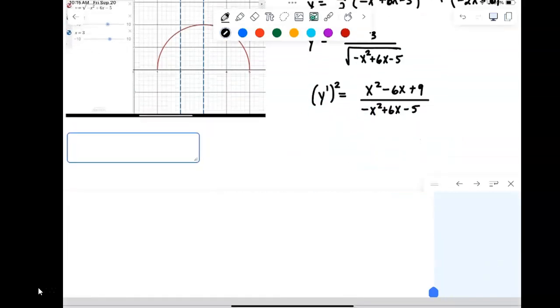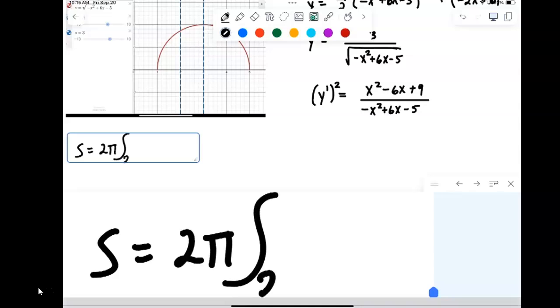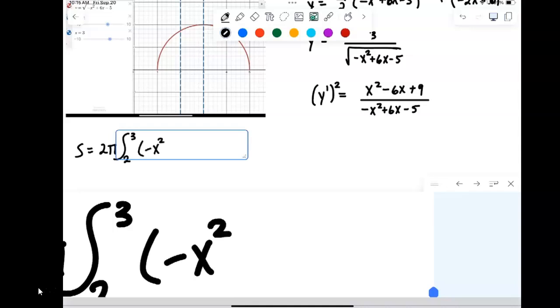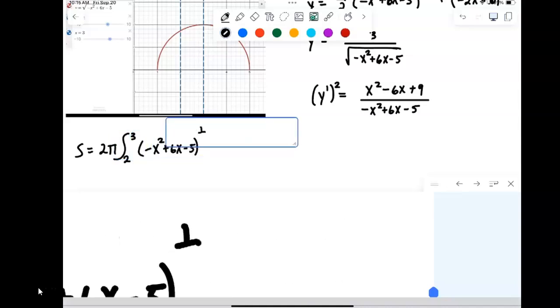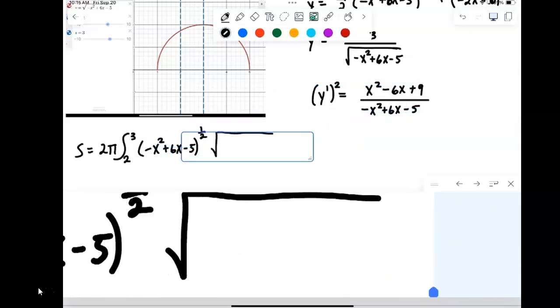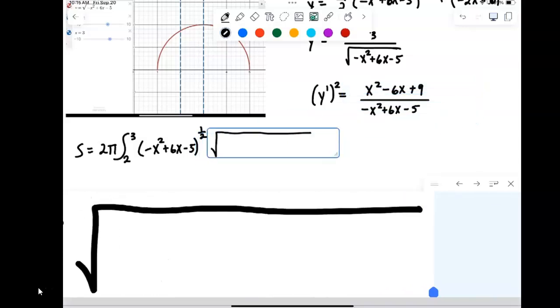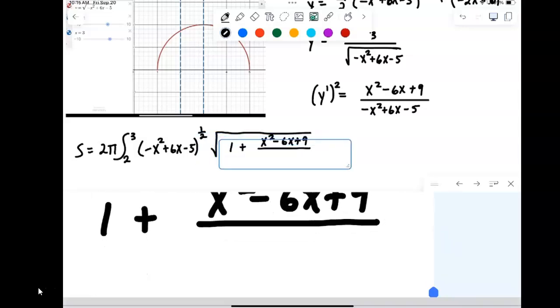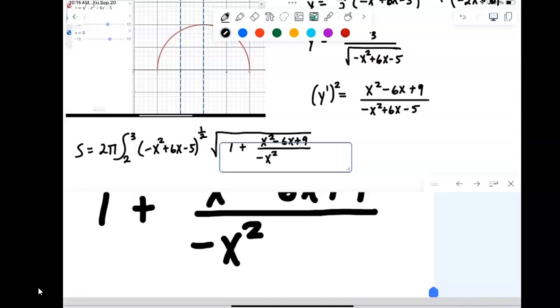Right, so now we're ready to go into our surface area. It's going to be 2 pi times the integral from 2 to 3 of my f of x function, so negative x squared plus 6x minus 5 to the 1/2, times the square root of 1 plus that stuff over negative x squared plus 6x minus 5.